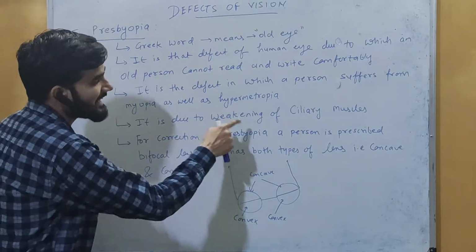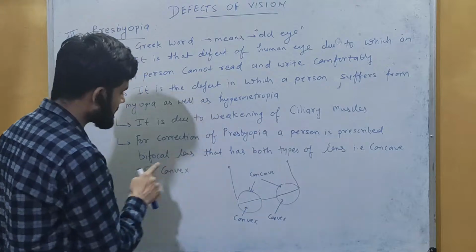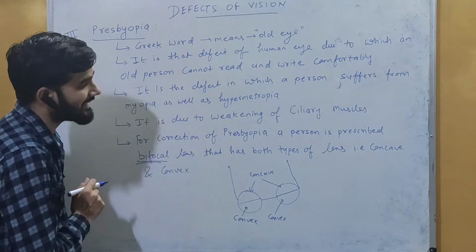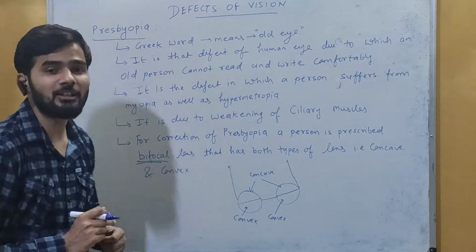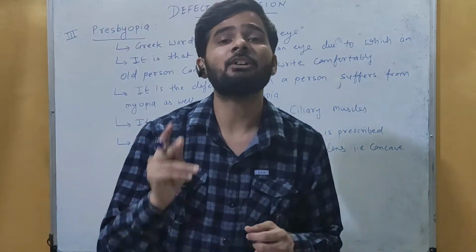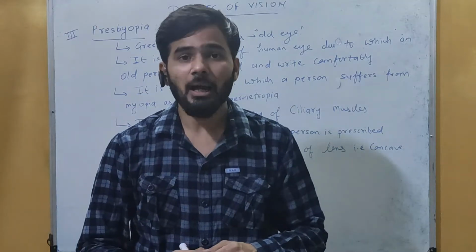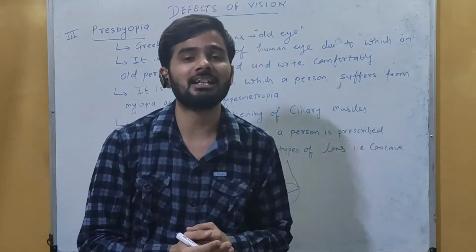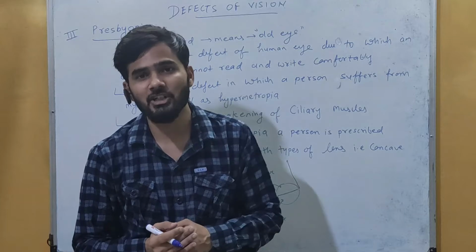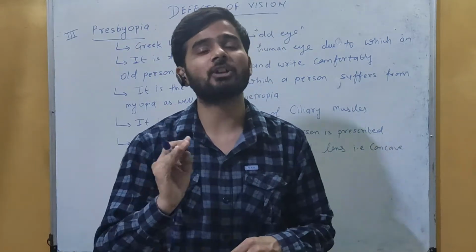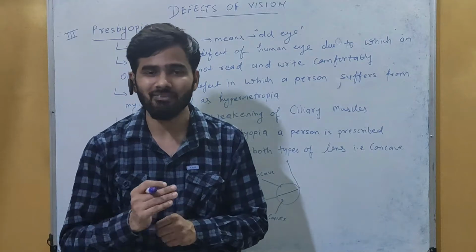Next one is, for the correction of presbyopia, a person is prescribed bifocal lens. Remember this, bifocal lens, that is both types of lens, concave and convex. Bifocal means it has two different types of lenses used in the same specs. Here we have to correct myopia as well as hypermetropia. Now in case of myopia we were using concave lens, and in case of hypermetropia we were using convex lens.